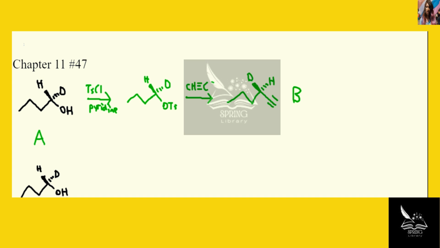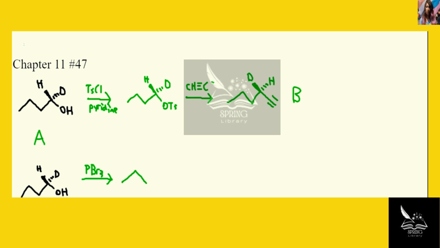And so that's B. So then to go from A to C, as I said, we'll take advantage of the exact same process, but with a different first reagent that's going to invert our stereochemistry. And so if we use PBr3 here, PBr3 is going to also proceed through an SN2 mechanism.